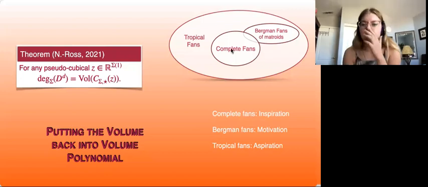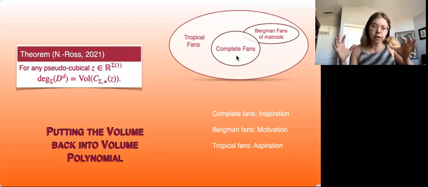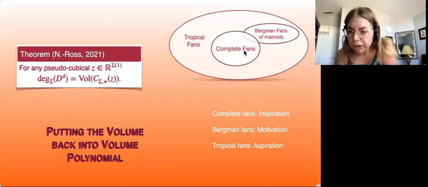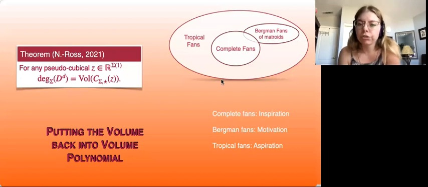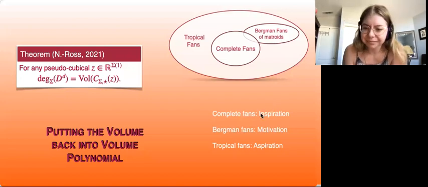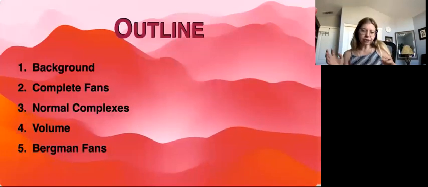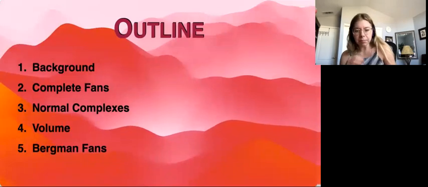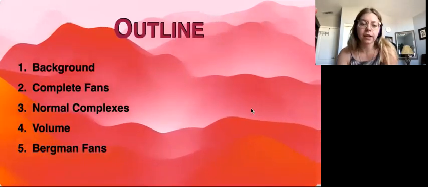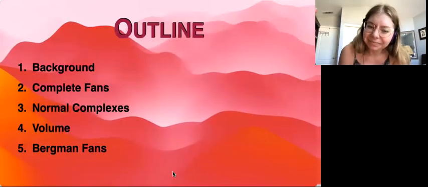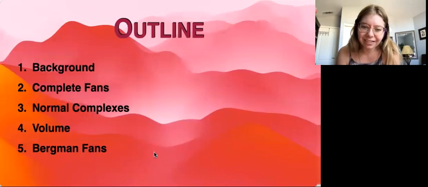We'll do so by looking at the case of complete fans and use that as our inspiration to expand the known structures on the complete fans to tropical fans. And along the way, this is a matroid seminar, so I will be talking about Bergman fans of matroids, after all. The way this is going to go is I'll talk about some background. I'll talk about complete fans. I'll talk about normal complexes, introduce what that is, and then we'll talk about this volume, real volume, and then we'll use Bergman fans at the end.